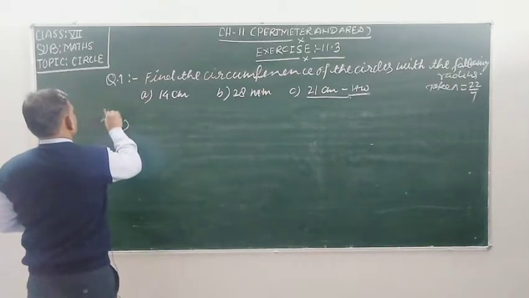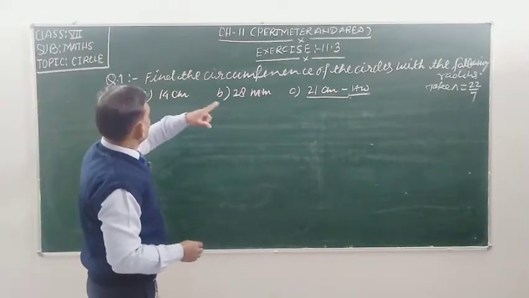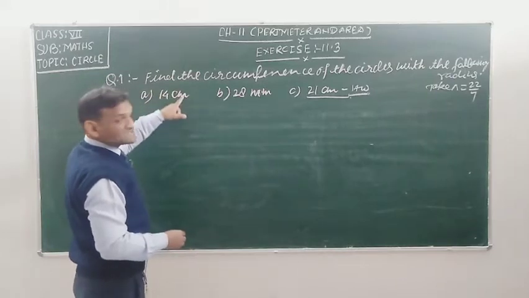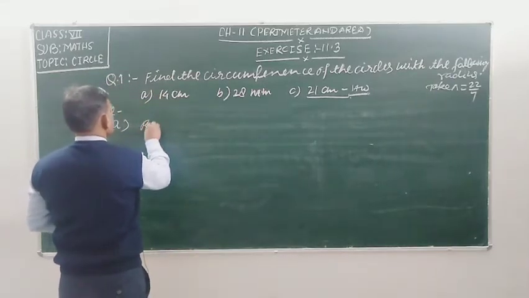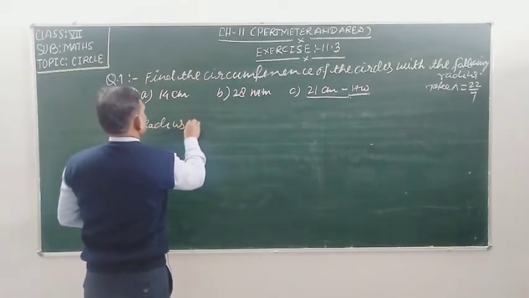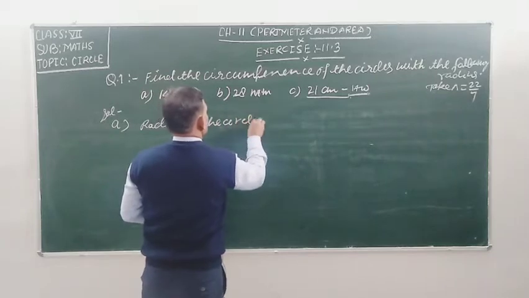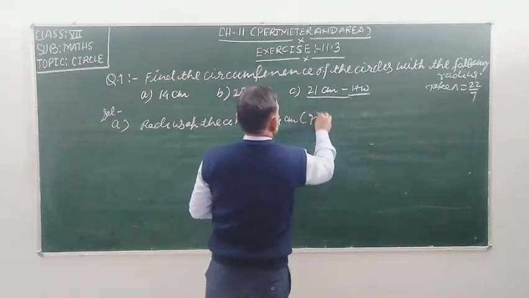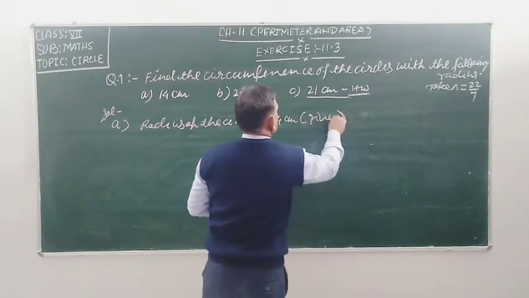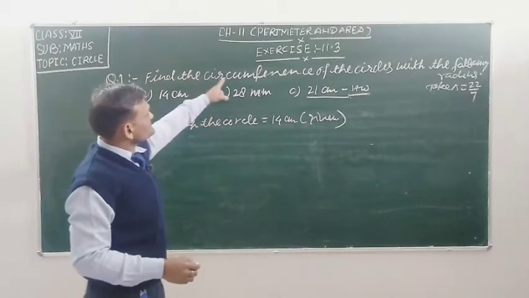So student, part A I am going to solve. 14 centimeter is the radius of the circle. Radius of the circle is equal to 14 centimeter. It is given. We need to find out the circumference.